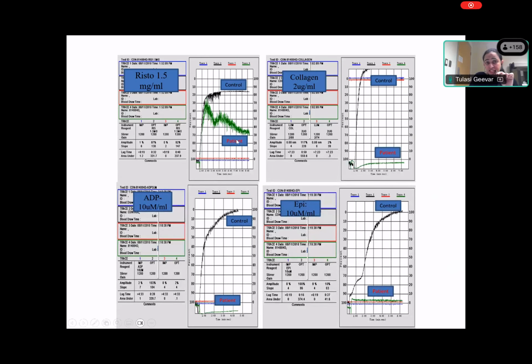So this is an example of a Glanzmann's thrombasthenia case. The green represents the patient. So here you can clearly see a cyclical aggregation followed by disaggregation with ristocetin, while you can see that the control, which is represented in black, is normal. Again, you can also see that there is an absent response with collagen, with ADP, and with epinephrine.